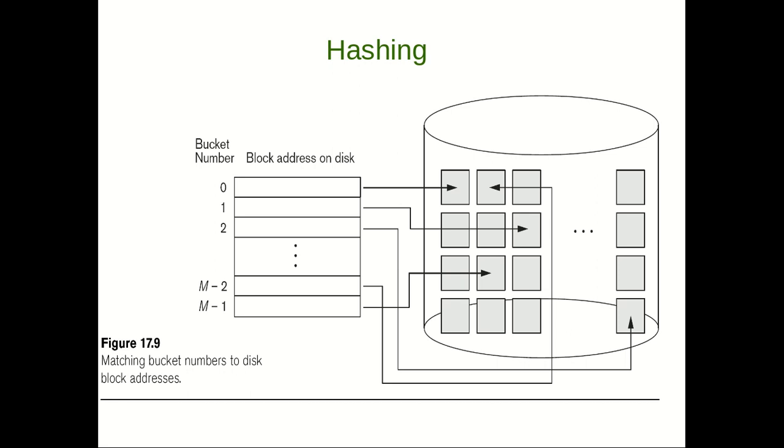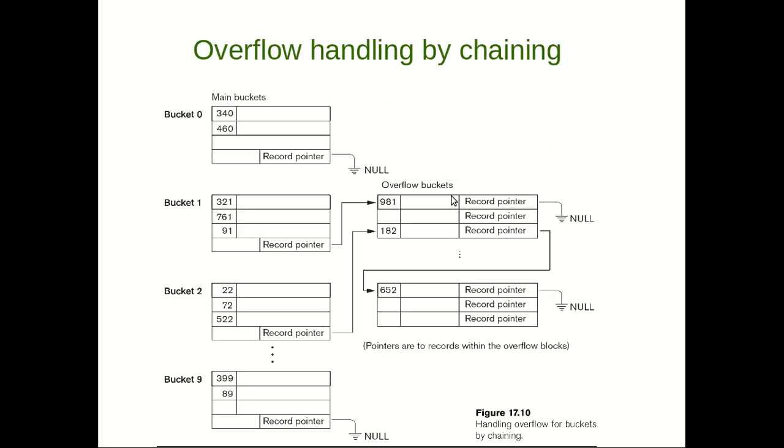Therefore, this is a diagram showing hashing. This is the hash table, with bucket numbers and the block addresses on the disk. Bucket 0, these are the blocks. Bucket 1, these are the blocks, and bucket 2 similarly has blocks. Therefore, the hash function is applied. If these blocks are free, then add to that block.